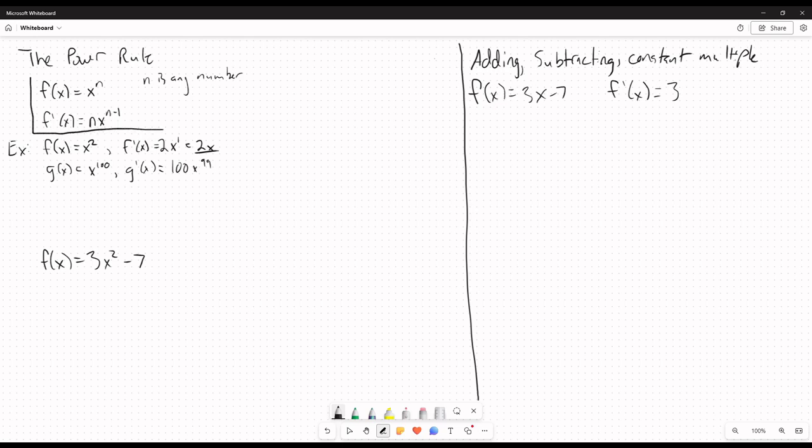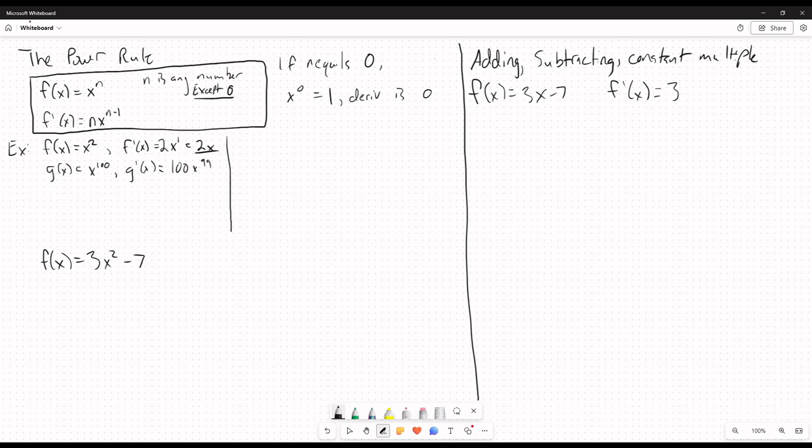So this rule seems like it's pretty easy to use, but I should say n is any number except 0. It can't be 0. That's good to note. If n equals 0, then x to the 0 just equals 1, which is a constant. So the derivative is just 0. Okay, so there you go, which actually fits our rule, sort of.